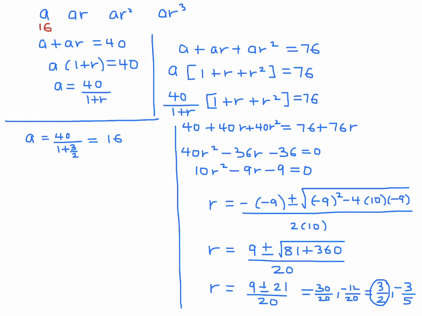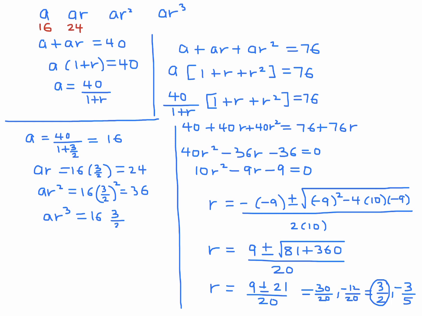The second term is ar, so it's 16 times r, and that will give me 24. Very similarly, the third term is ar squared, 16 times 3 over 2 squared, and that is 36. And the fourth term is ar cubed, which is 16 times 3 over 2 to the power of 3, which is 54. So those are my first 4 terms.